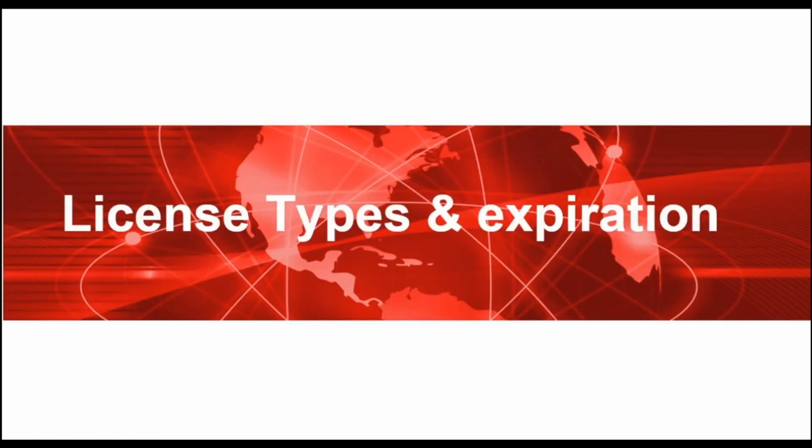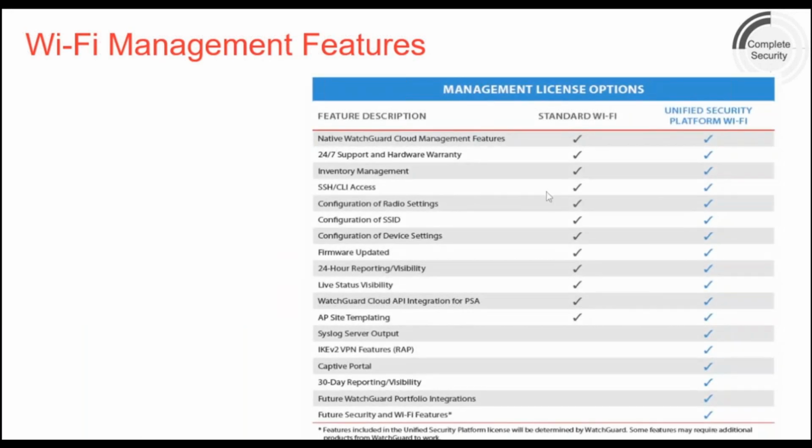Okay, so those were the models that are available for indoor and outdoor. Now, when it comes to the licensing, this table here summarizes the 2 available options: the standard Wi-Fi and unified security platform Wi-Fi. Right. So let's take a look at the standard Wi-Fi. Definitely both of them are going to be managed via WatchGuard Cloud. You have 24/7 support and hardware warranty, inventory management. You can access it using SSH and CLI.